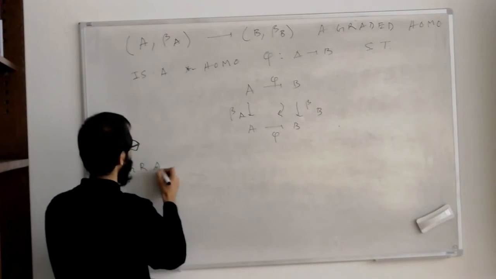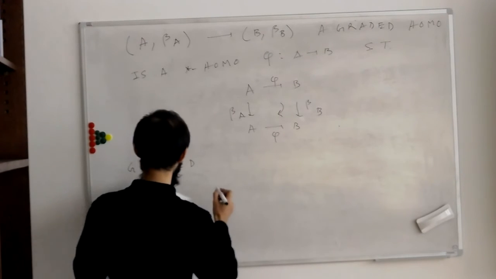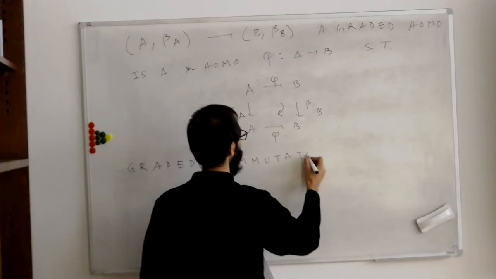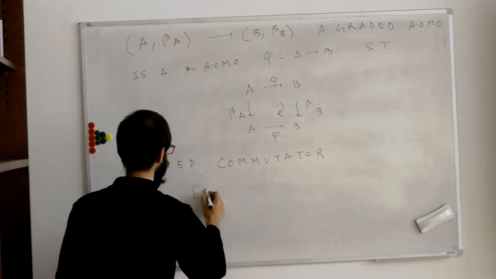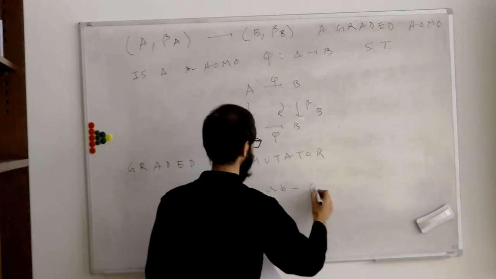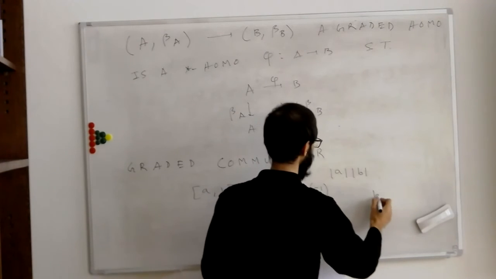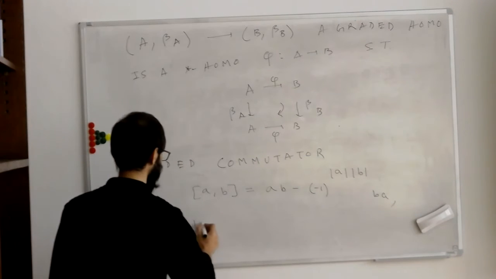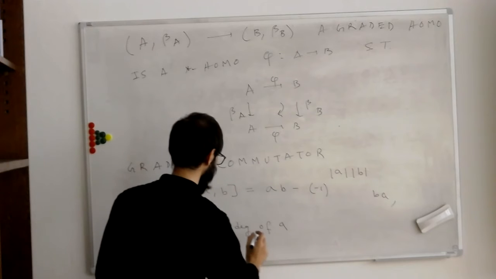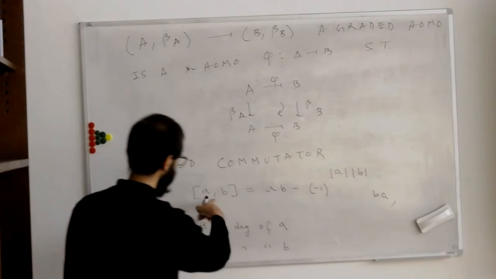Could I say a super? Yeah. The graded commutator: for elements inside a graded C*-algebra, the graded commutator is ab minus (-1)^(|a||b|) ba, where |a| and |b| are the degrees of a and b, so they are homogeneous elements.